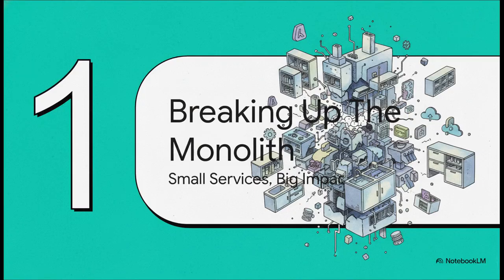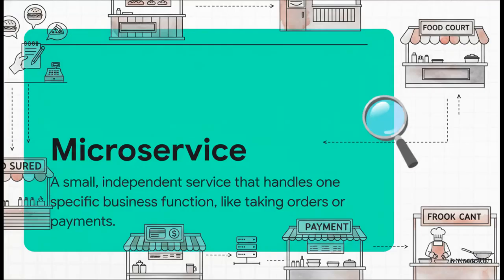All right, section 1. We've got to talk about breaking up that one giant chaotic kitchen, what people in the biz call the monolith. It's the old way of doing things, and honestly, it was holding everybody back. So the new way is all about these things called microservices. In our food court, this is like having a totally separate stall for each type of food. You've got one stall that just takes orders, another one just handles payments. Each one is small, it's focused, and it does its one job really, really well.